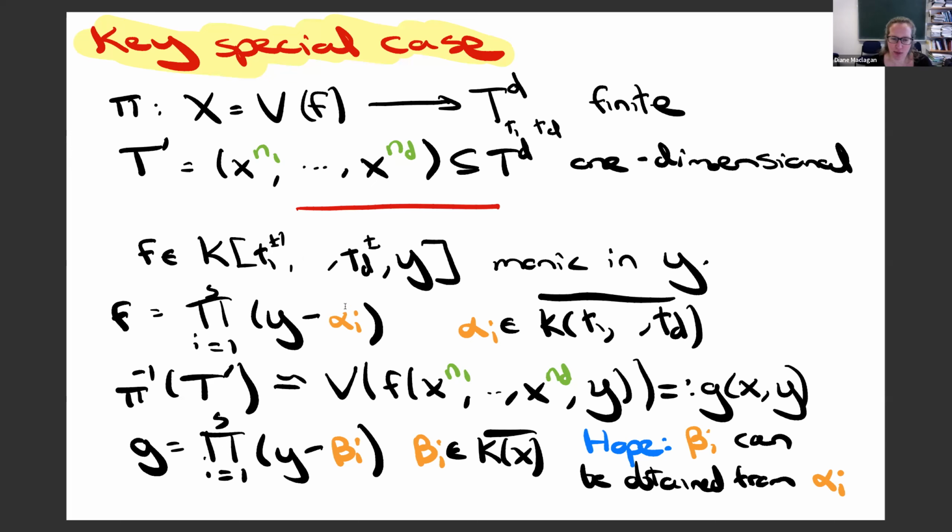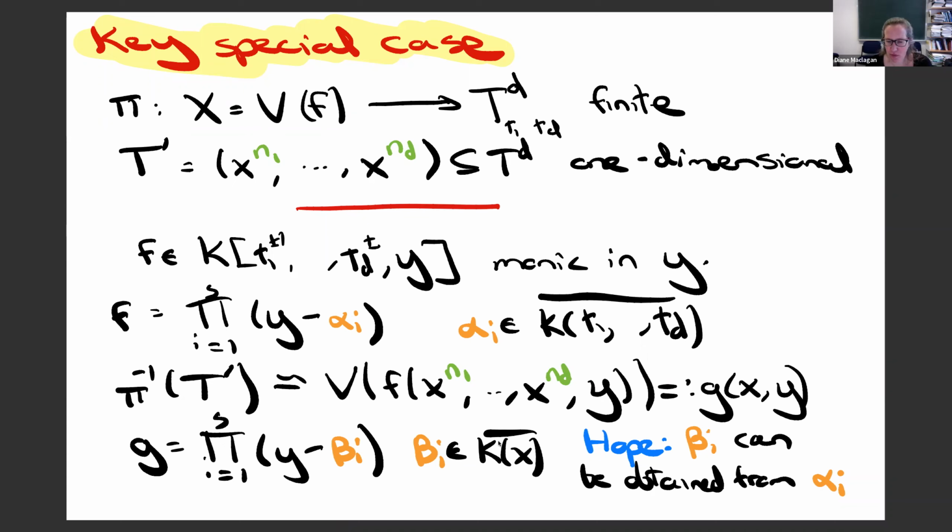So I'll factor it as a product of (y minus alpha_i), where the alpha_i are elements of the algebraic closure of my field of rational functions. The pre-image of my one-dimensional torus T prime means substituting T1 equals x^n1, T2 equals x^n2, up to Td equals x^nd. I substitute that in, and I get a polynomial in x and y, which I'll call g. My assumption that f was monic means it has the same degree in y. I didn't cancel anything, and I can factor that as well.